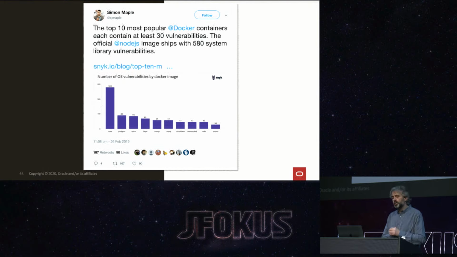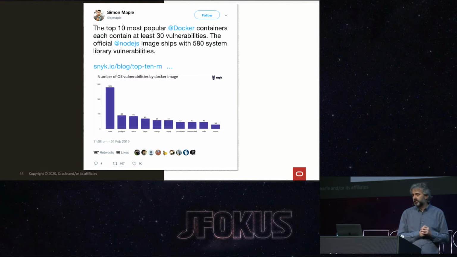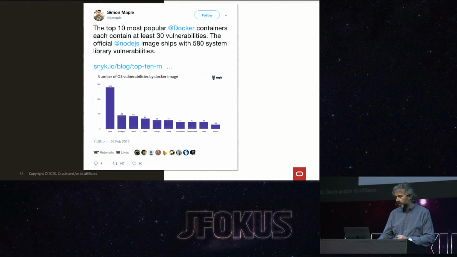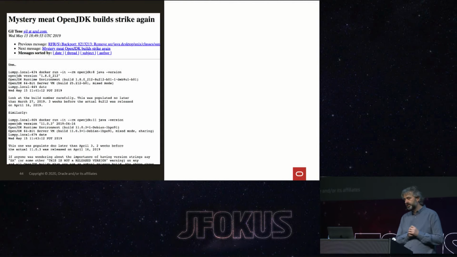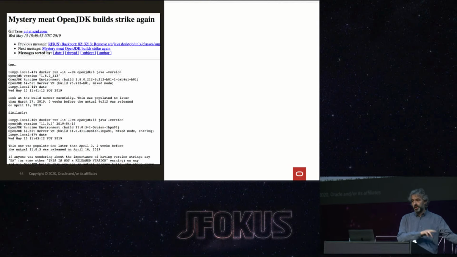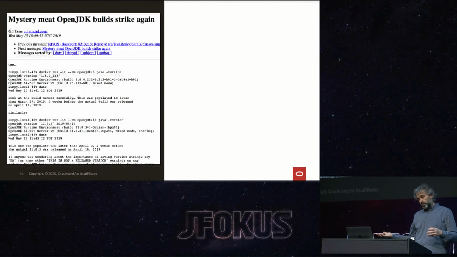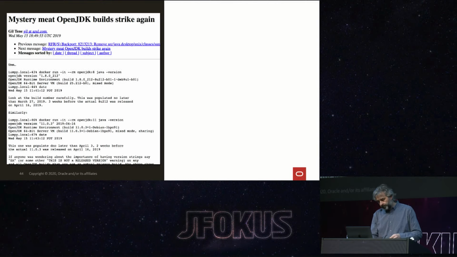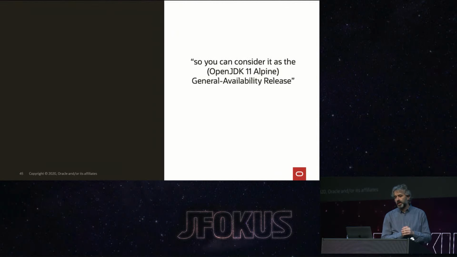So I'm going to conclude with this. The top 10 most popular Docker containers contain at least 30 vulnerabilities. The good news, Java is not there. The bad news is that we are not immune. This was back in May, where Debian basically shipped an OpenJDK build as GA before it was even GA in the OpenJDK community. I mean, it's easy. Everything is open source, so the source is there. So someone took the source, built it, and tagged it as GA. So watch out.